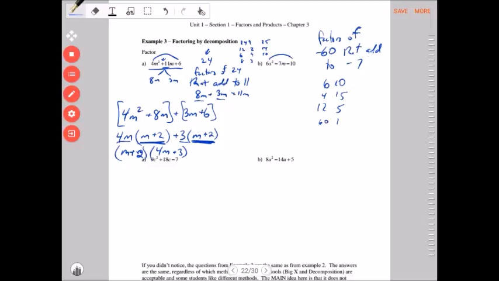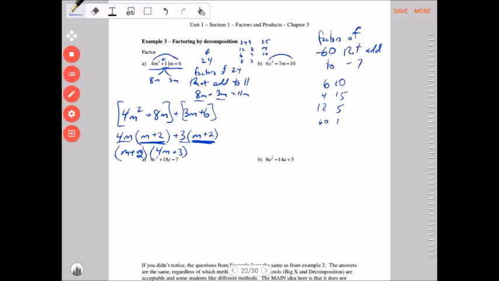So instead of saying add to negative 7, if we just say subtract to 7, then we can use these numbers as they are. So which of these subtract to 7? If we go 10 minus 6, we get 4. That's not going to work. If we go 15 minus 4, we get 11.